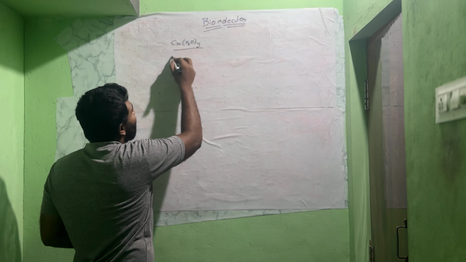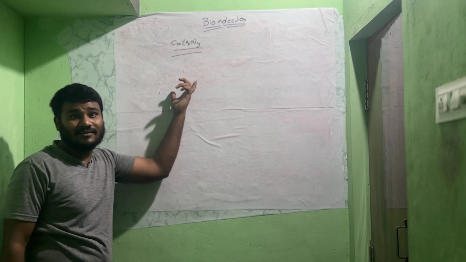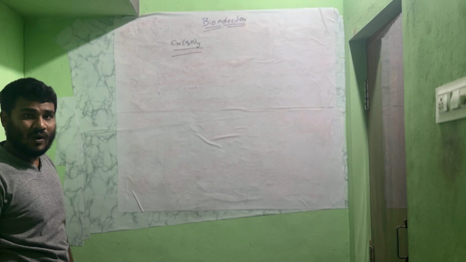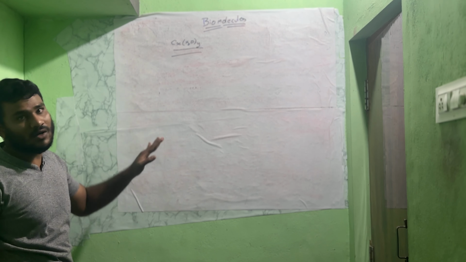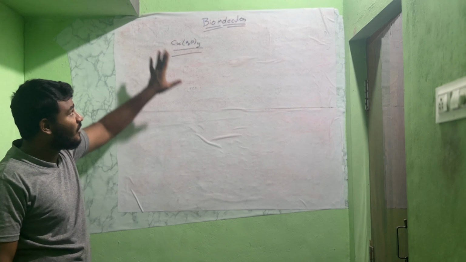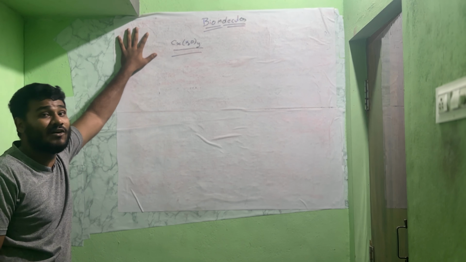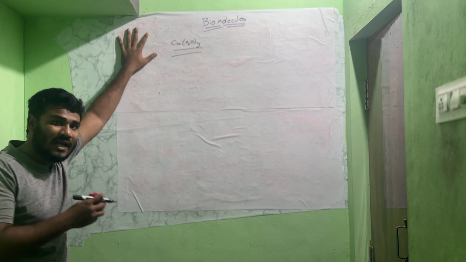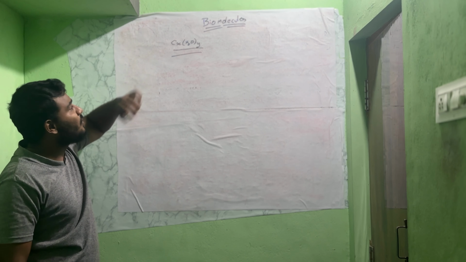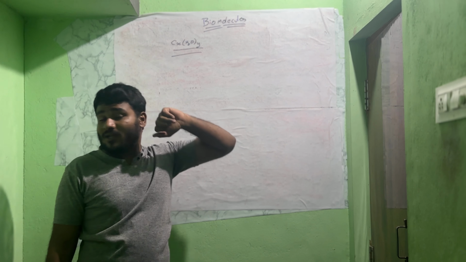And they gave one general formula, CxH2Oy. The general formula for carbohydrate is given like this: CxH2Oy. At present we are still following the general formula, but the definition is not that. Why we changed the definition, I will tell you now.